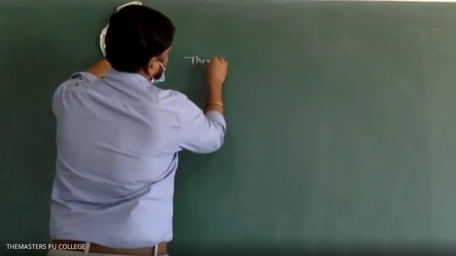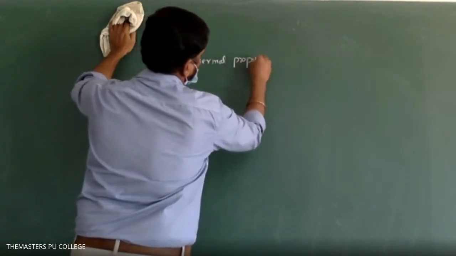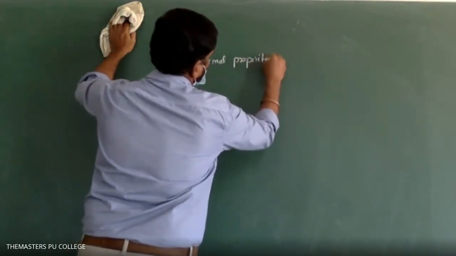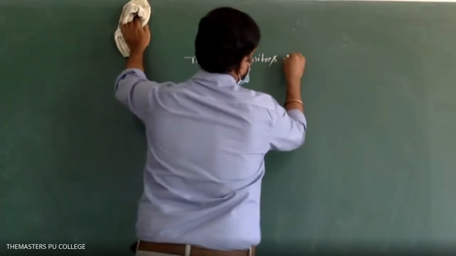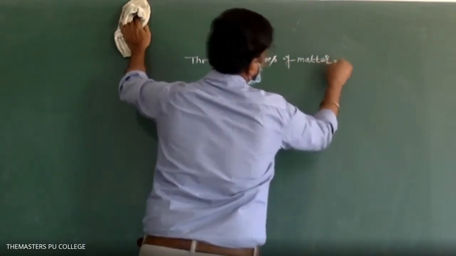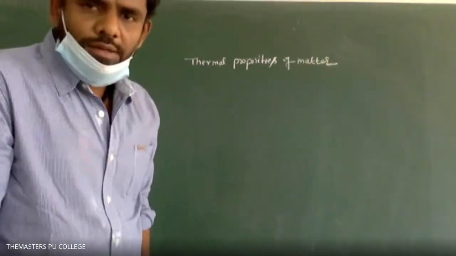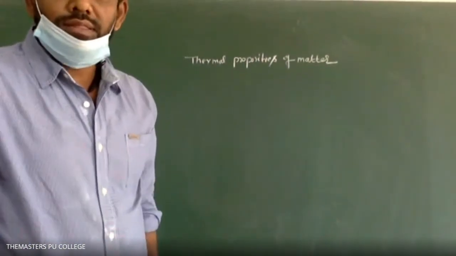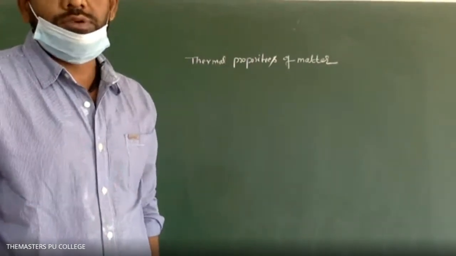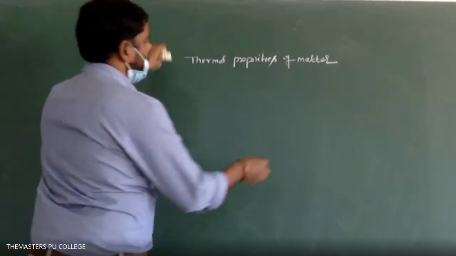Thermal properties of matter. This is our chapter, one of the thickest chapters in part 2 of the NCERT book. So here, what are the subtopics?